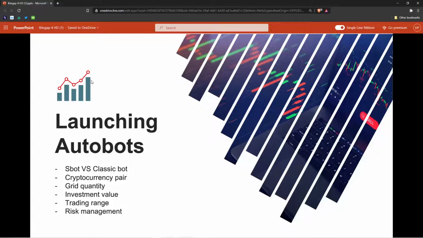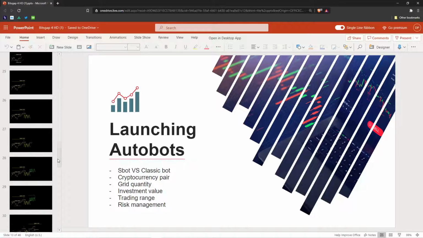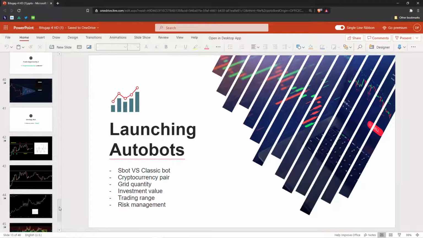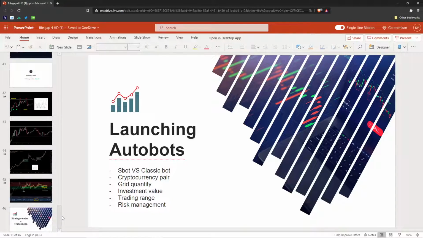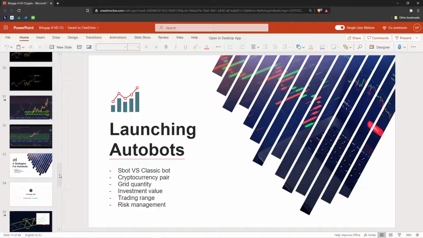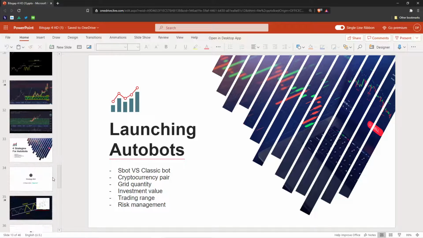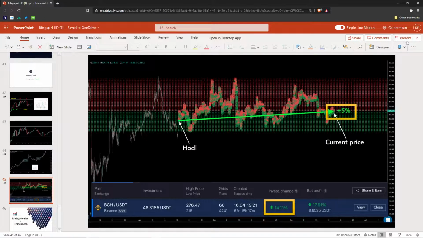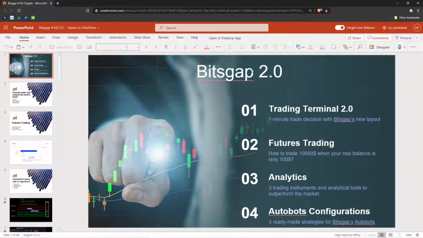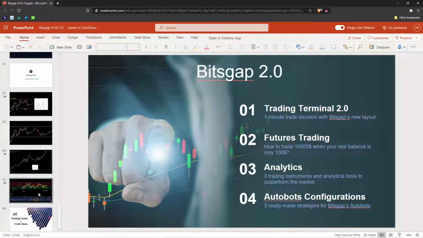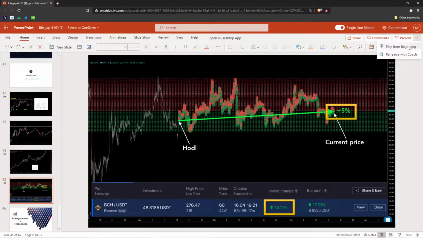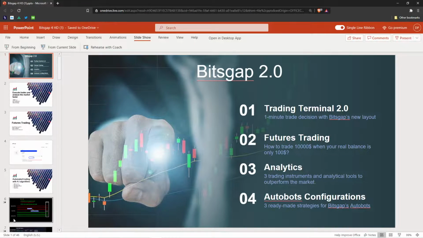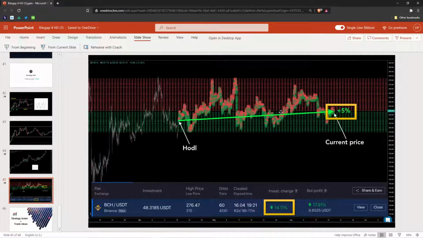So I didn't actually want to show this one. Let's go directly to, yeah, so I wanted to show you how exactly automation outstrips the simple hodl in sideways and falling markets. So here's the example of, okay, my fault once again, this one. Slideshow from current slide. Okay, so never mind this one.